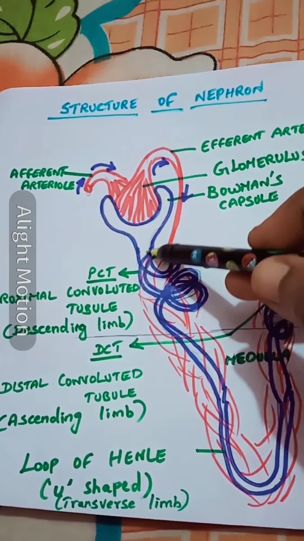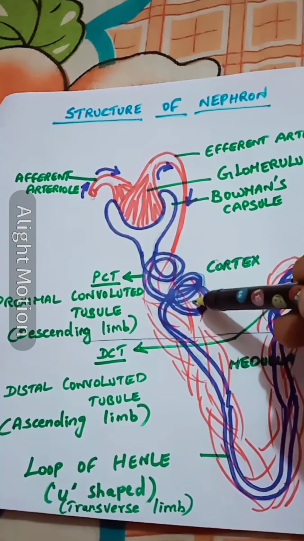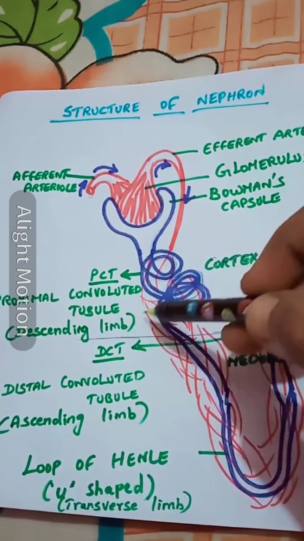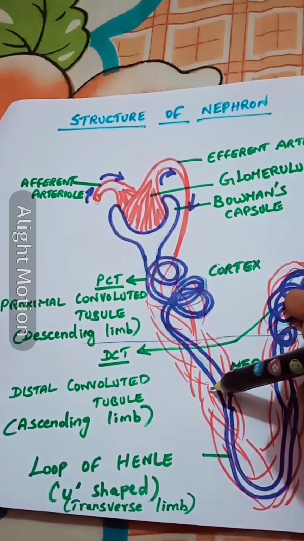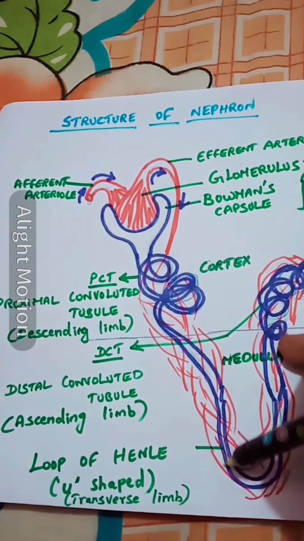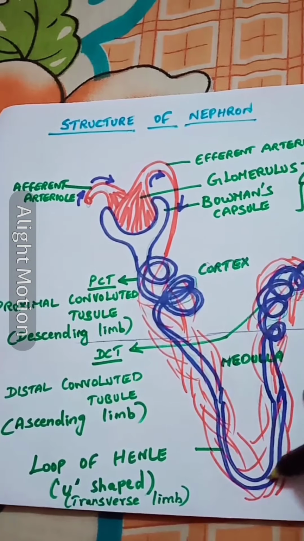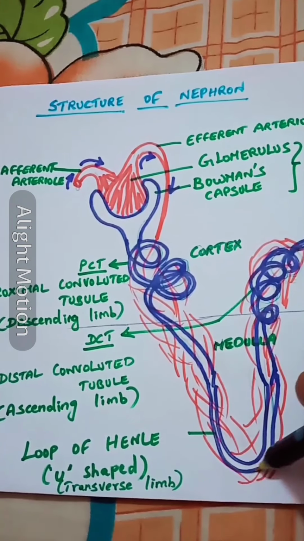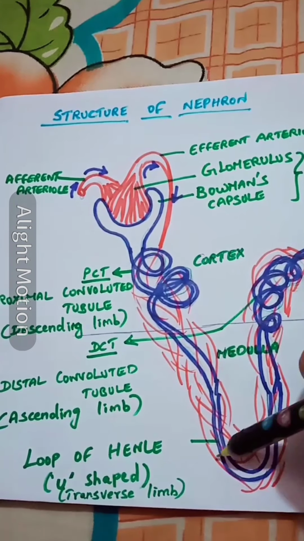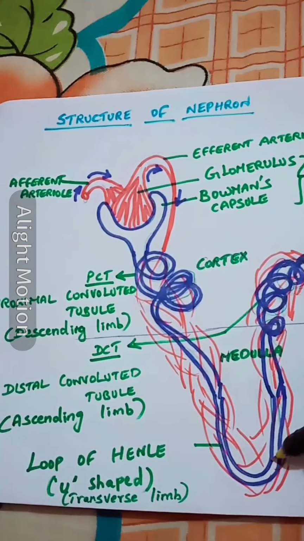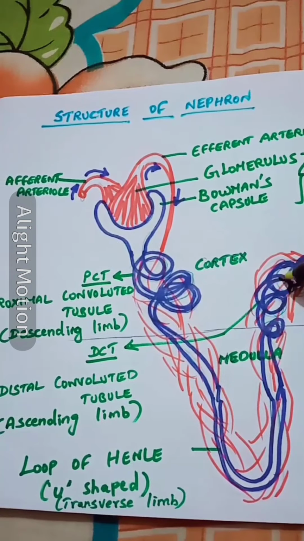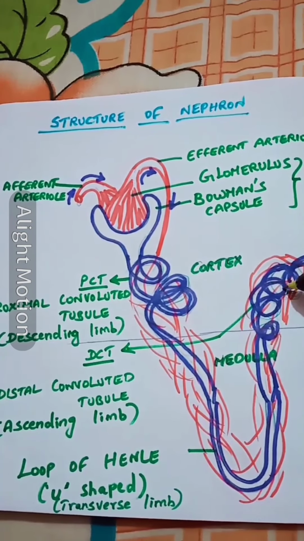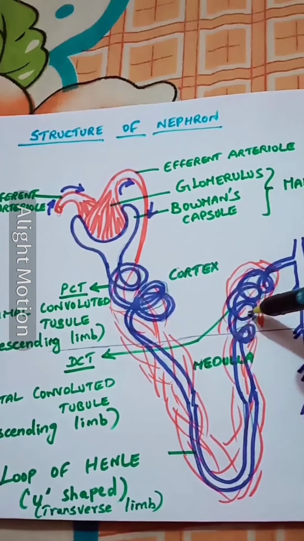Now you see the Bowman's capsule is continued with the many-folded convoluted tubule called PCT. It continues as the descending limb, which runs downwards, hence it is called the descending limb. Now it is connected with a U-shaped structure called the loop of Henle, otherwise called the transverse limb because it is transverse in nature. It is connected with the ascending limb, which leads to the DCT, the distal convoluted tubule, which is away from the Bowman's capsule.